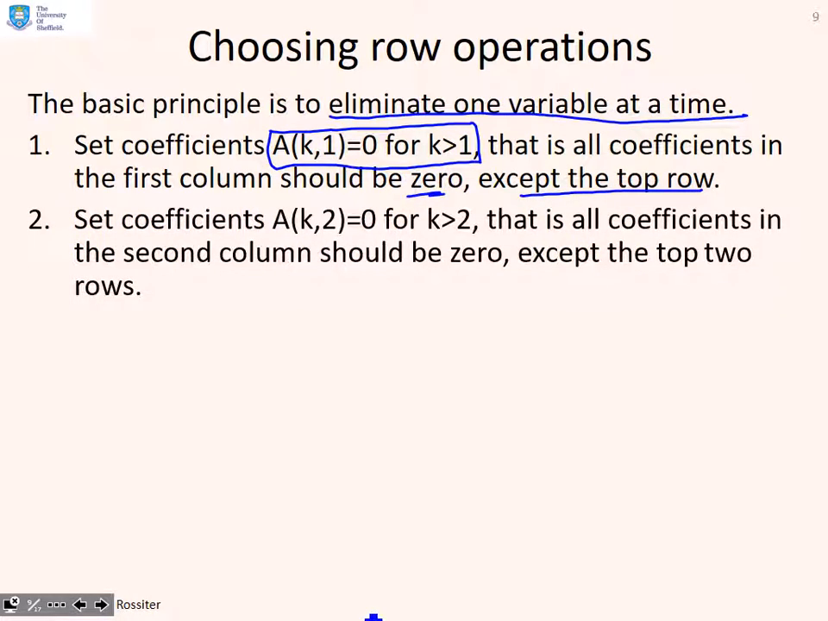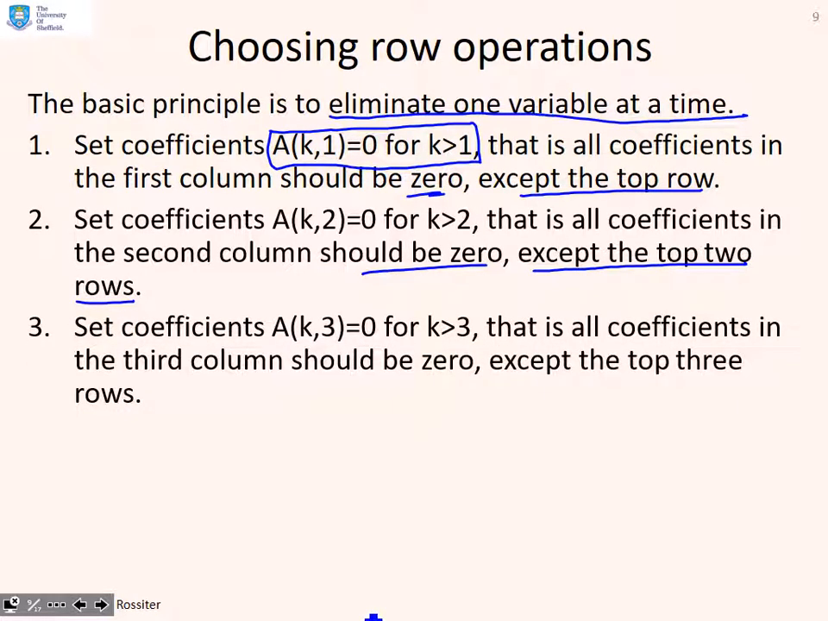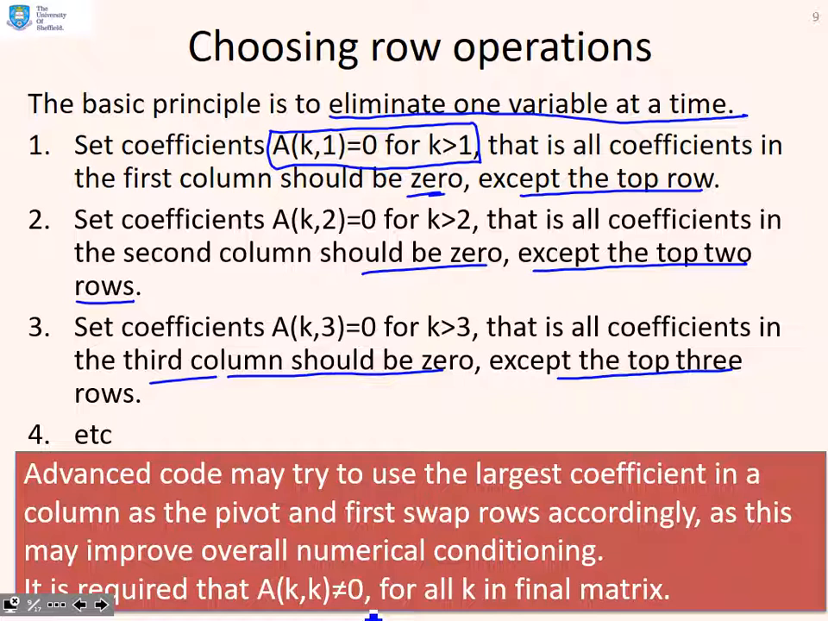And then we're going to look at the second column, and all the coefficients in the second column should be 0 except the top 2 rows. Then we look at the third column and say all the coefficients in the third column should be 0 except the top 3 rows, and so on. Hopefully it's obvious that what we're doing here is creating a triangular matrix A, upper triangular. Now, I'm not going to worry about the details you'll notice in this box at the bottom. Advanced code may well try to look for the largest coefficients in order to improve numerical conditioning, but I'm not going to focus on that level of detail.